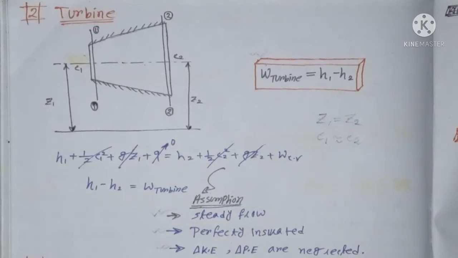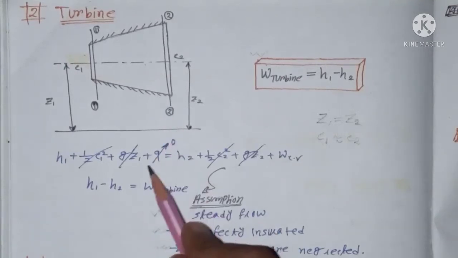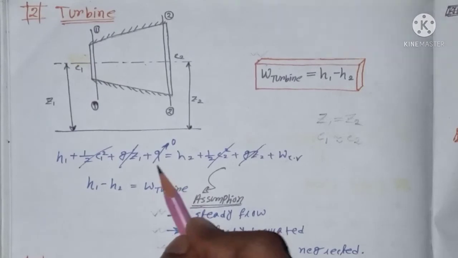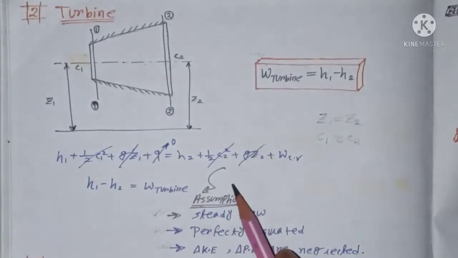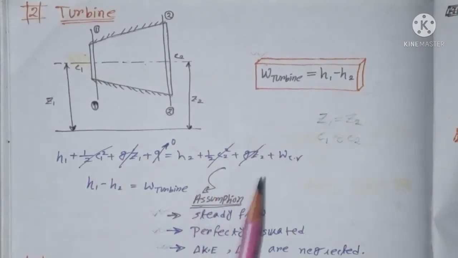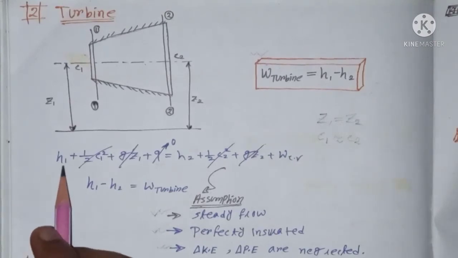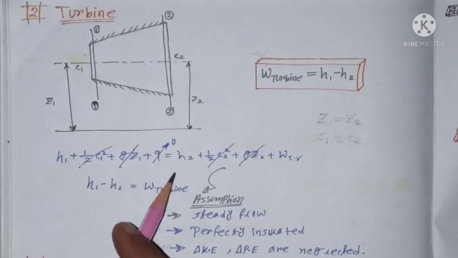Once again I say that there is no guarantee that the wall is always insulated; maybe there is some value of Q, so you have to assume those values. Maybe there is a change in C1 and C2, meaning velocity at section 1 and section 2, so then you have to consider the change in kinetic energy. Similarly in case of Z1 and Z2. So the main concept is to write the steady flow energy equation, and based on the conditions provided in your question, you have to arrange your equation.